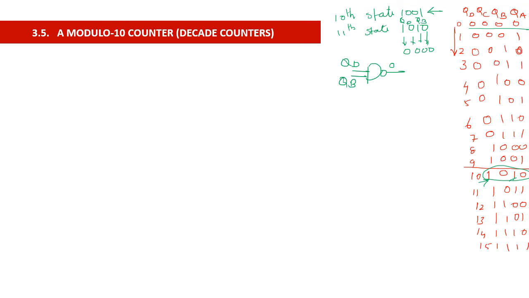So this we will connect to the reset pin of all the flip-flops. So when QD is equal to 1 and QB is equal to 1, that is when the 11th state is occurring, your NAND output will become 0 and all the flip-flops get reset.